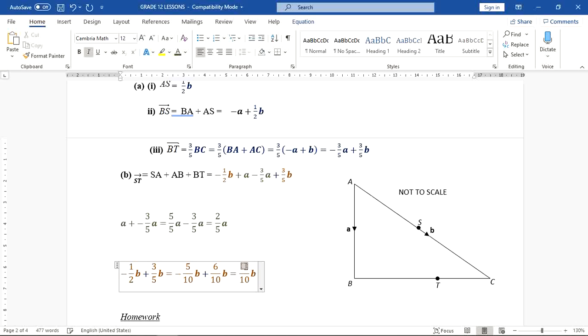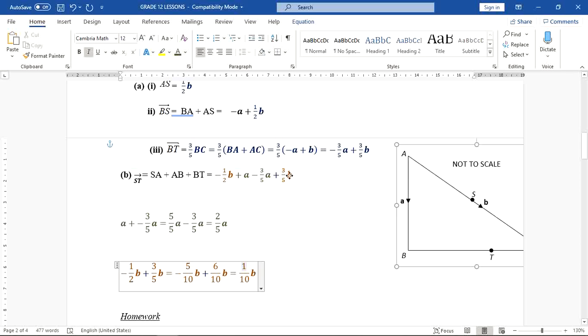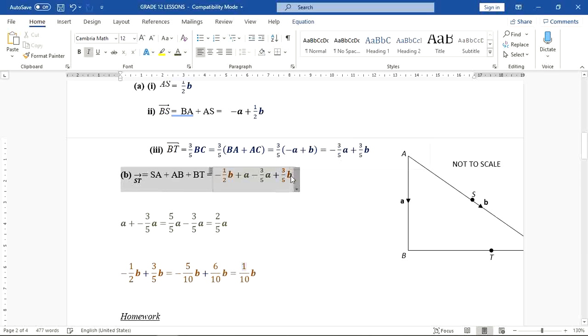1b over 10, because minus 5b plus 6b will give us 1b. Minus 5b plus 6b is going to give us 1b over 10. Alright, so this is what we have. Just bring this guy here. So this is what we have now.